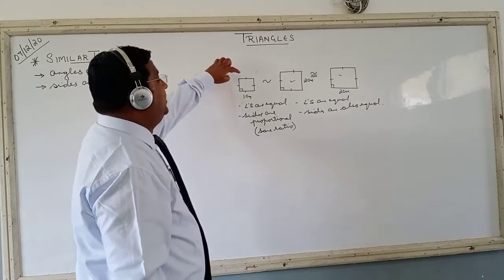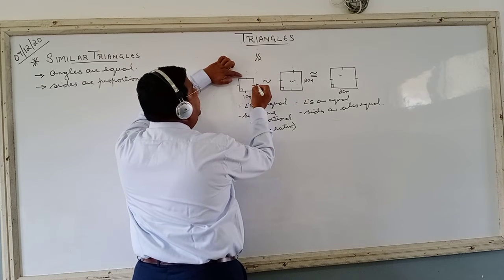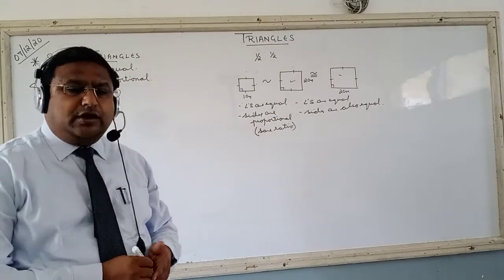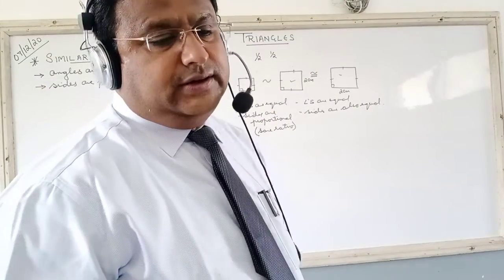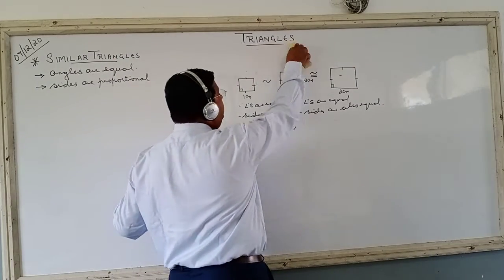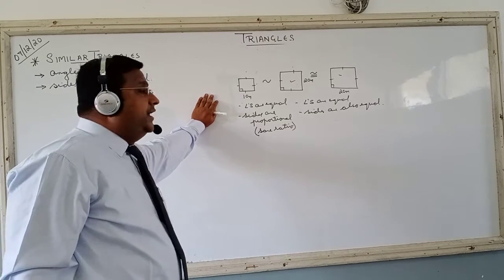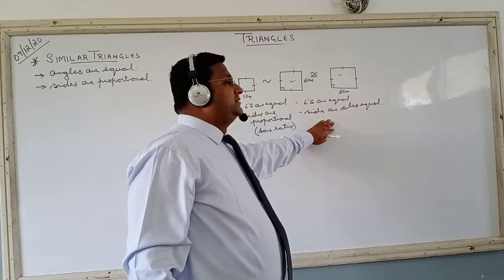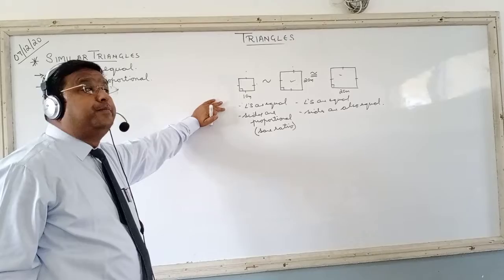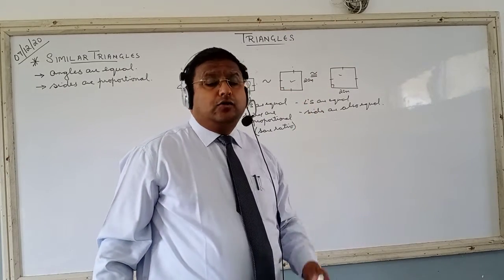For example, what will be the ratio of this side? This is 1 and this is 2, so the ratio will be 1 by 2. Ratio of this side 1 by 2, and 1 by 2. Are the sides in the same ratio? We say they are similar figures. Right, students? So we can see that there is a difference between congruent and similar. In similar, angles are equal and sides are proportional. In congruent, angles are equal and sides are also equal.